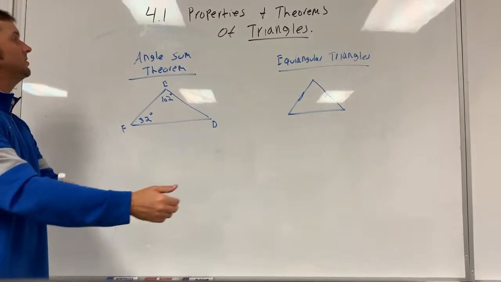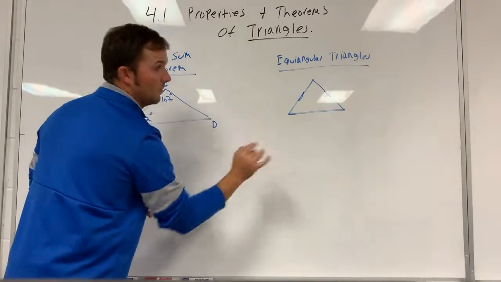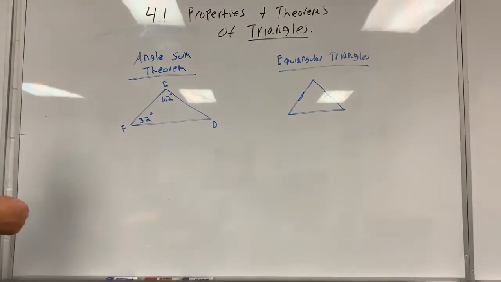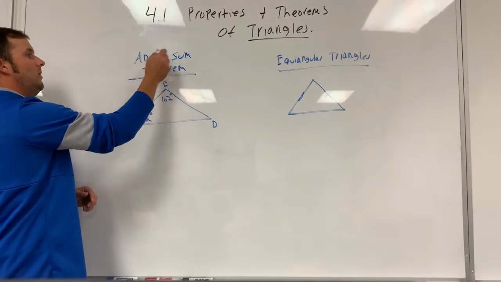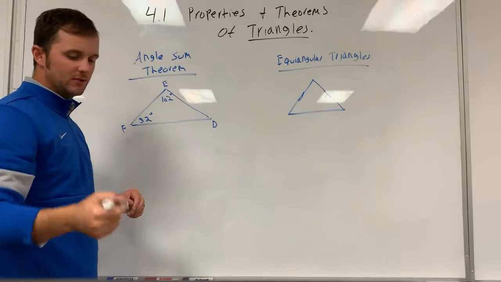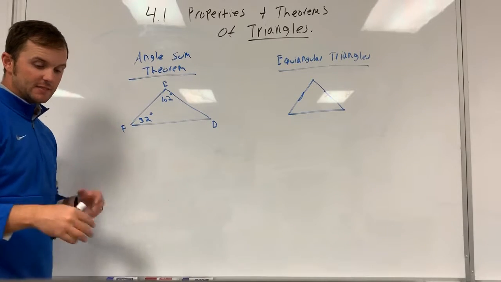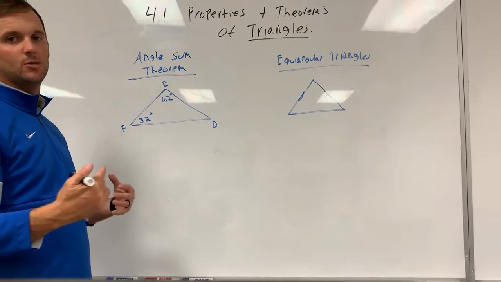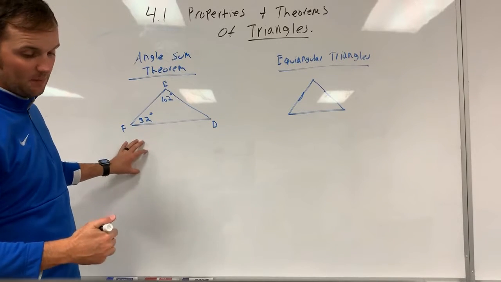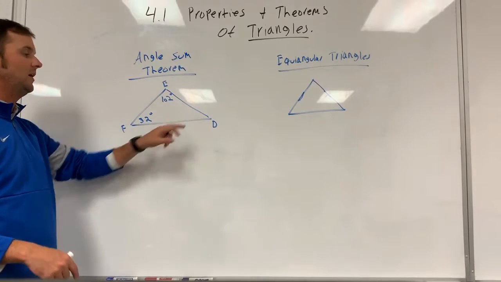All right, now added on to 4.1 are two theorems that we're going to look at. So first thing we're going to look at is something special that happens inside a triangle. We know there's an angle sum theorem. And what this angle sum theorem states is the sum of the measures of the angles of a triangle all add up to 180 degrees. So in this example, it wants us to find the measurement of angle D.